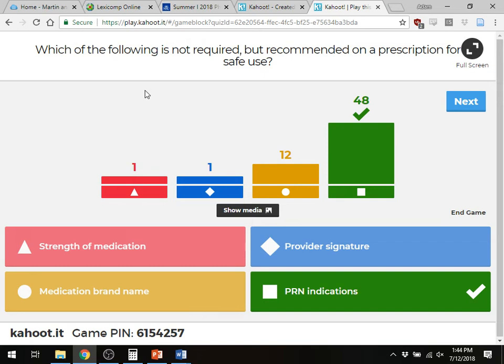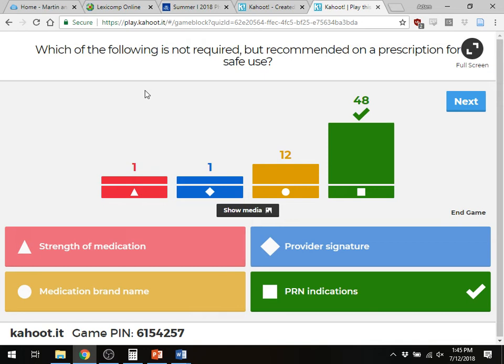Does it have to be handwritten? Depends on the drug. If it's a C2, yeah, you have to handwrite it. Can you use a stamp for other ones, for non-controlled substances? Absolutely. You can electronically sign it. You can stamp it, whatever you want. No big deal, right? Medication brand name. Generally, you don't have to include that, right? So it's not required. As long as you have the generic and you can tell what that is, then you're good to go.